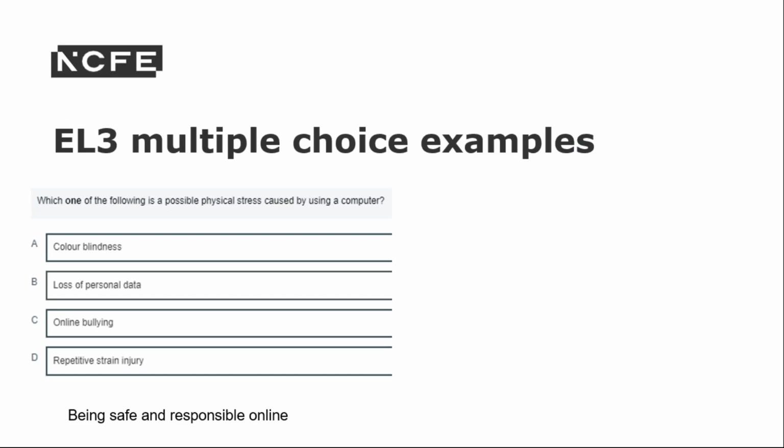Now, for section A, the multi-choice section, there is only one possible correct answer. So here we have an example of a question from the entry level 3 sample paper. Now, this question assesses content from the Being Safe and Responsible Online section. I'll just give you a little moment to read through the question. Then if you wouldn't mind using the question box to put your answer in, that would be great. So which one of the following is a possible physical threat caused by a computer?